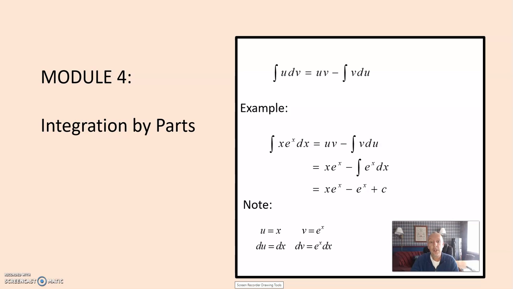So the integral of x times e to the x power dx is finally equal to x times e to the x, that's our uv part, minus our second integral here, e to the x power. And don't forget to add in your constant.